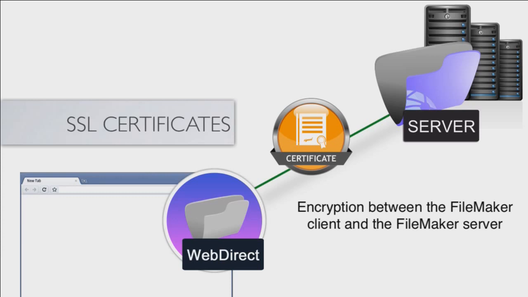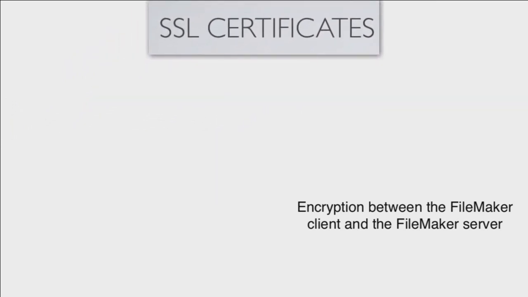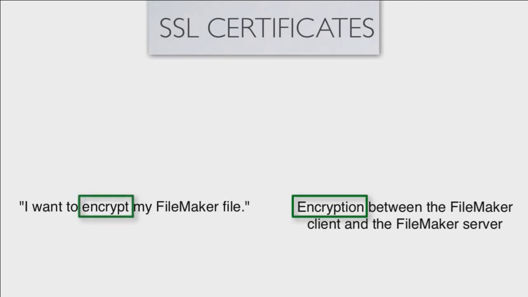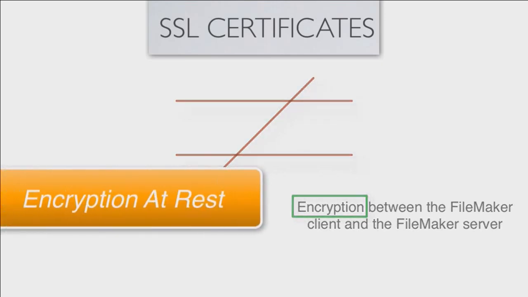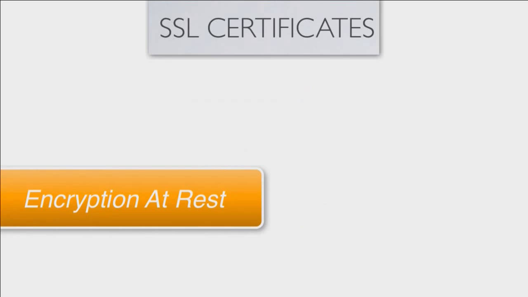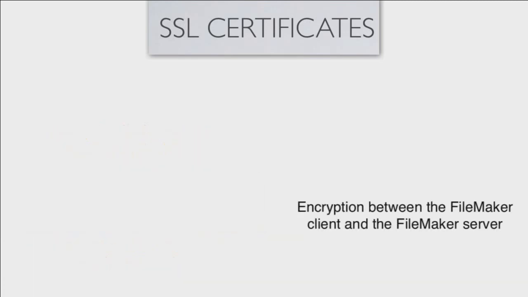Now let me ask a question, because there's a lot of encryptions. We hear about encryption this and lots of encryption. So this is the encryption over the wire. Is this the same as the encryption when people say, well, I want to encrypt my FileMaker file? No, it's not the same, because encryption at rest, that is a relatively new feature in FileMaker, is an encryption that goes on directly in the file, and that does not need an SSL certificate in order to verify that the connection is there. You only need the encryption password in order to unlock the encrypted file.